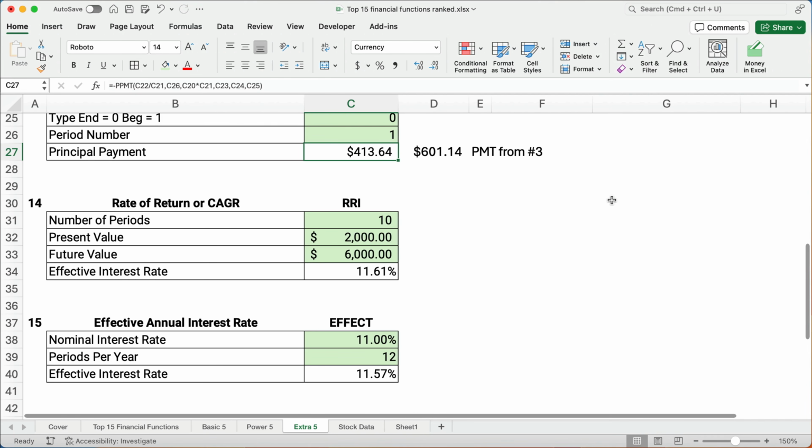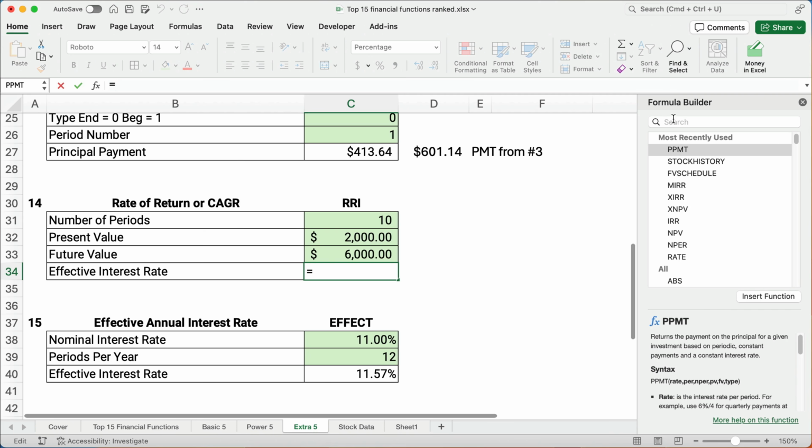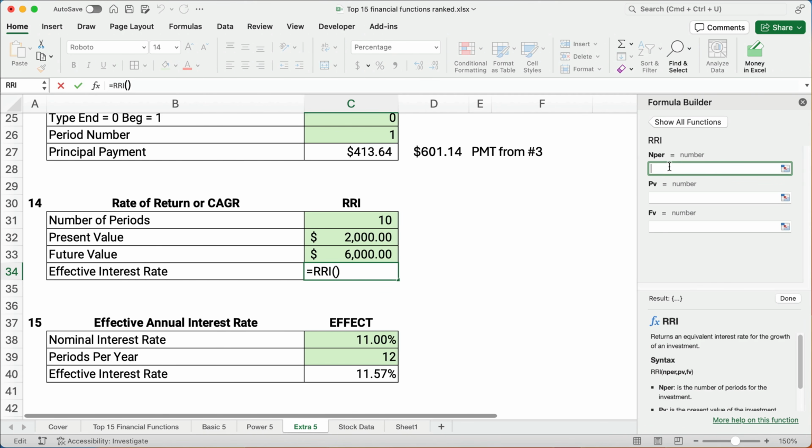We sometimes need to calculate a rate of return, and the easy way to calculate a rate of return is using the RRI function. I'm going to delete this here and show you how to do it. RRI. I need to know the number of periods. This is 10. The present value is 2,000. The future value is 6,000.